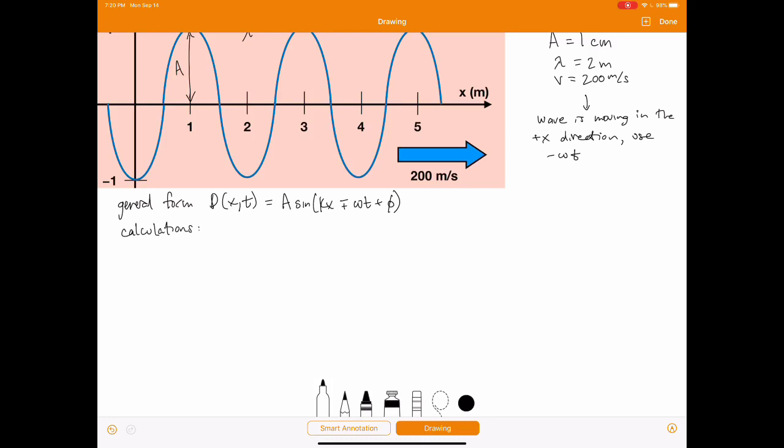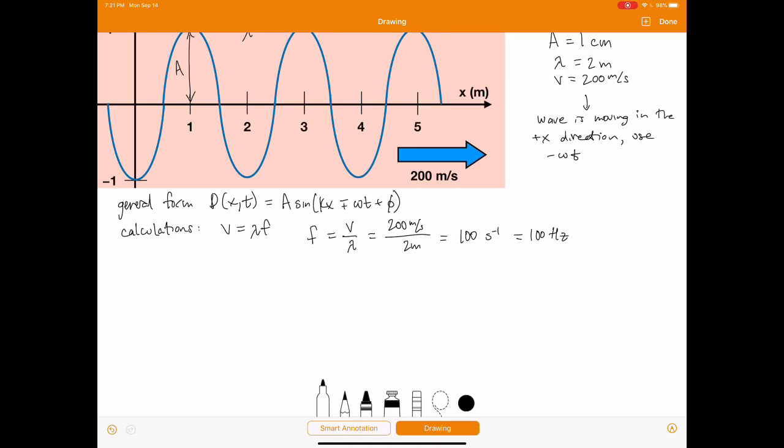The first thing we can calculate is the frequency, because remember, v is equal to lambda f. That's the fundamental relationship between the speed, wavelength, and frequency of a wave. Since we know v and lambda, we can solve for f, which is equal to v over lambda. So we have 200 meters per second divided by 2 meters, which is exactly 100. We're left with inverse seconds as our unit, which is equivalent to hertz. So this is 100 hertz.